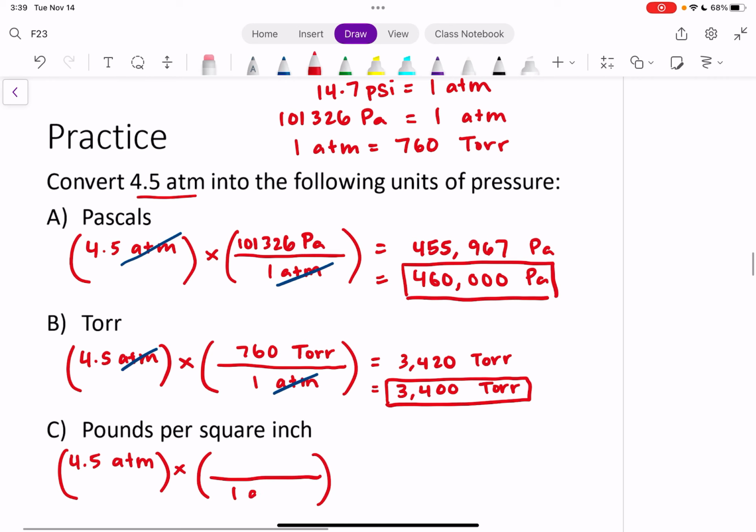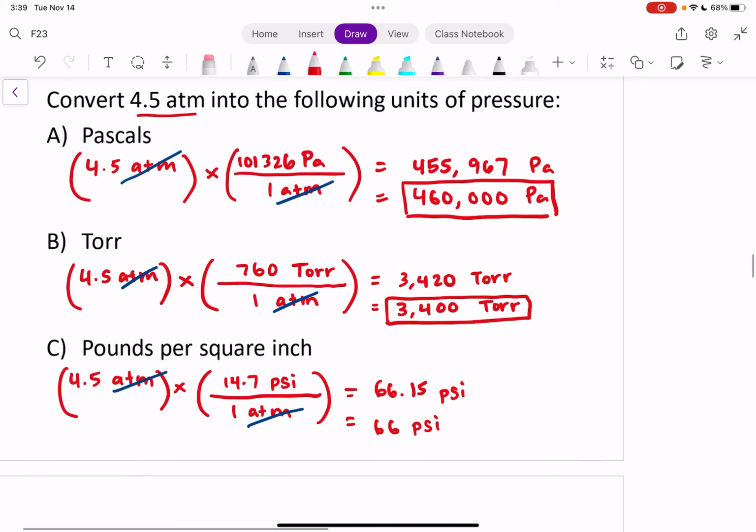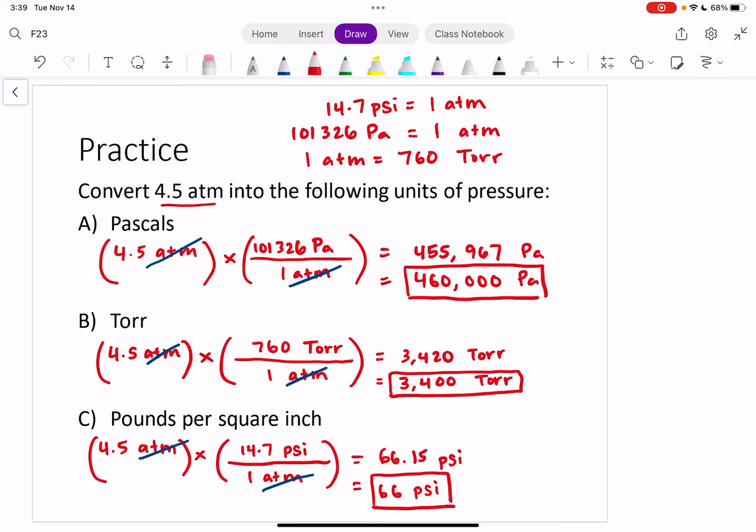So we need ATMs on the bottom, and that's equal to 14.7 psi. Can cancel out those atmospheres, and we're left with pounds per square inch, and that's 66.15 psi. Let's round to 2 sig figs, so we'll go 66 psi. All right, so that's how you convert between different units of pressure. In the next video, we'll talk about something called gas laws.